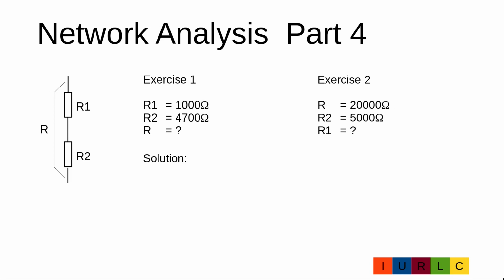Here's the solution. R is R1 plus R2. With concrete numbers, R is 1000 ohm plus 4700 ohm. So the total resistance R is 5700 ohm.